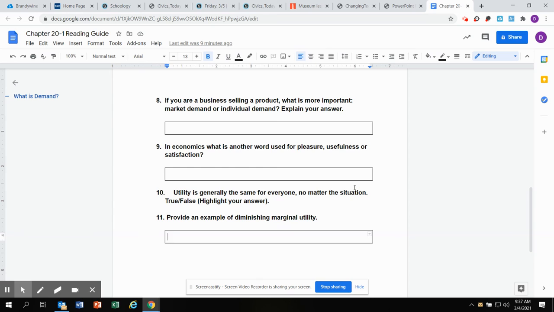Utility is generally the same for everyone, no matter the situation. True or false? Highlight your answer. And number 11, provide an example of diminishing marginal utility. So you are now answering questions 1 through 11. You can read the chapter on your own. You can use my reading of the chapter, but you're answering 1 through 11 and submitting the assignment.